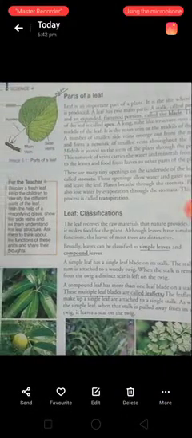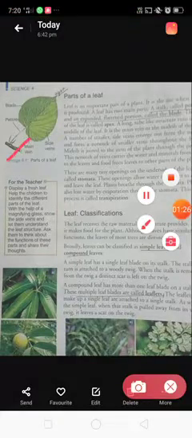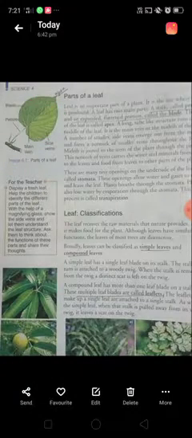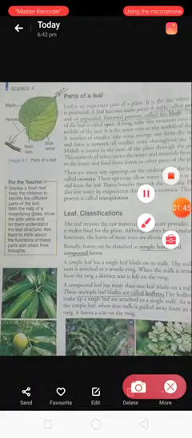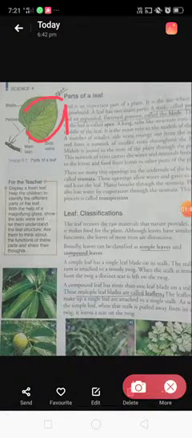Petiole is a thin stick-like structure, but it is not a stick, it is a stalk. So that stalk-like structure is called petiole. Okay, and the whole leaf area is called the blade. And see the side area. This whole area is called the blade.